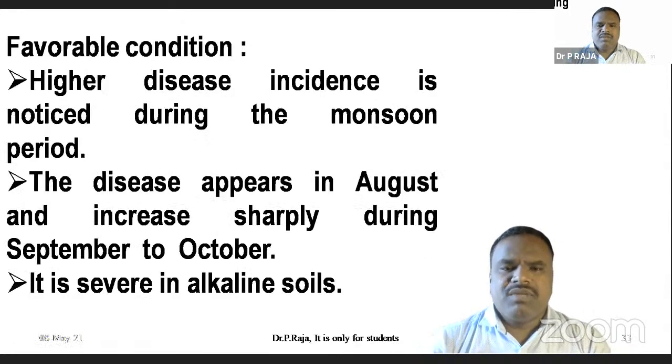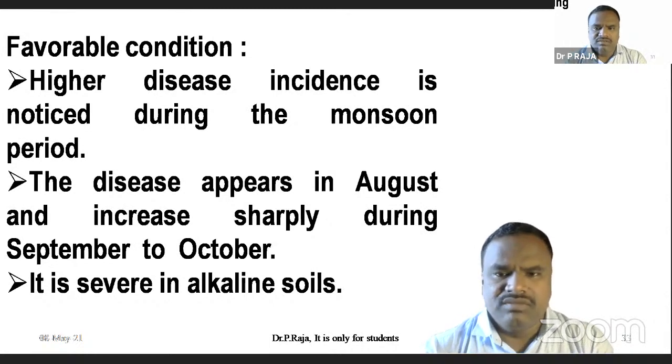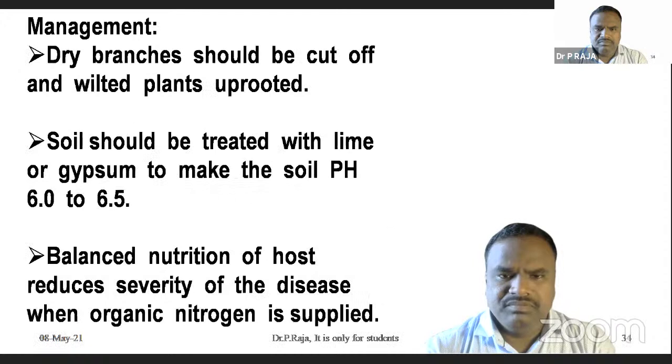And you see the favorable conditions. This disease is noticed during the monsoon period. It increases sharply in September to October, and mostly alkaline soil favors it.